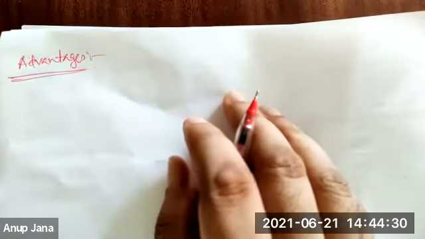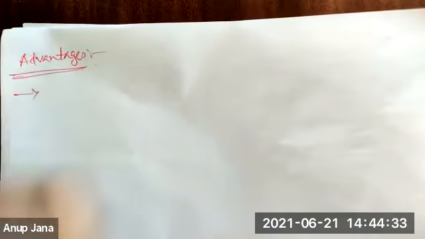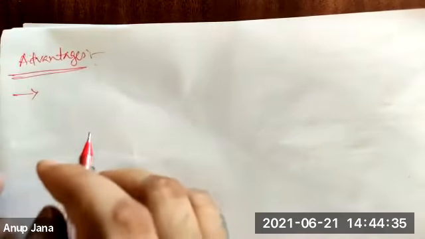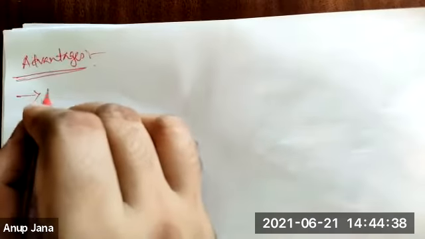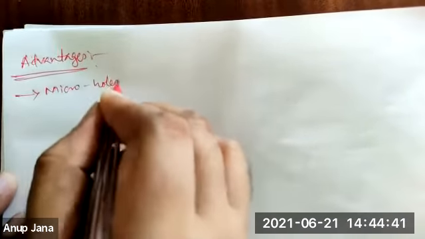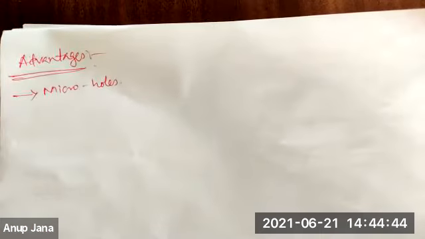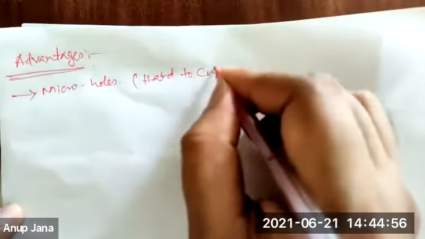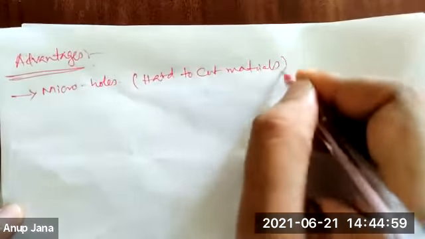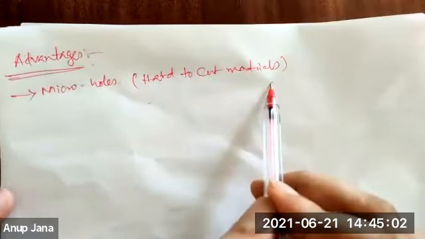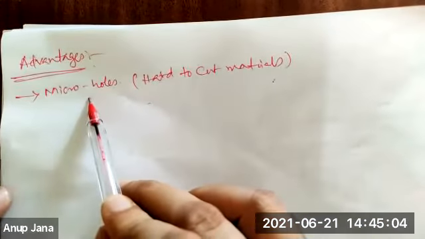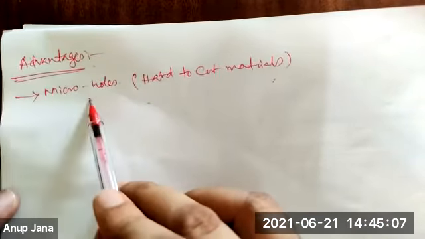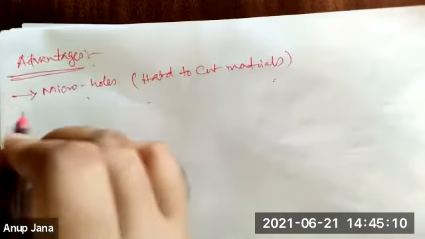Advantages of LBM. Number one, we can generate micro holes, which are generally difficult to drill with other processes. Micro holes in what? Very hard to cut metals, hard to cut materials. In case of hard to cut materials, generation of micro holes is very difficult, but with the help of laser beam machining or laser beam drilling, it is possible.